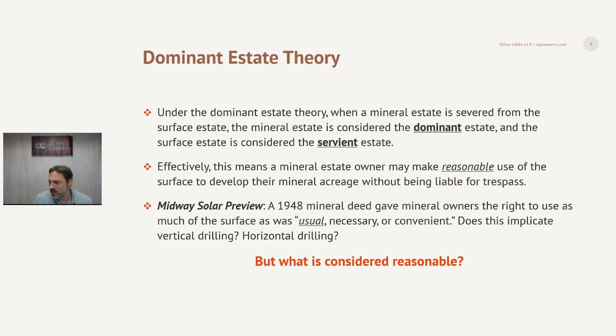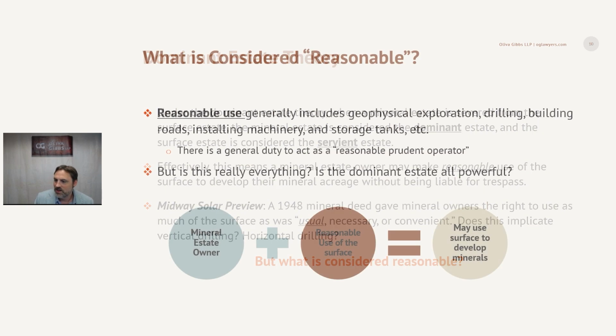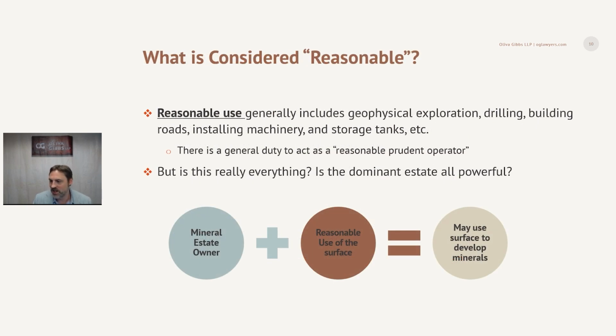So some questions come up that become relevant to Midway Solar as to what part of the surface can be used for development or could potentially be used. Did it implicate vertical drilling, horizontal drilling? Obviously in 1948, horizontal drilling was really not even on anybody's radar. It was science fiction at best. So this gets into this idea of reasonable. It's always a dreaded term in the law because anytime the word reasonable pops up, what it really means is that there's a lot of arguments that can be made and a lot of facts that are going to come into play.